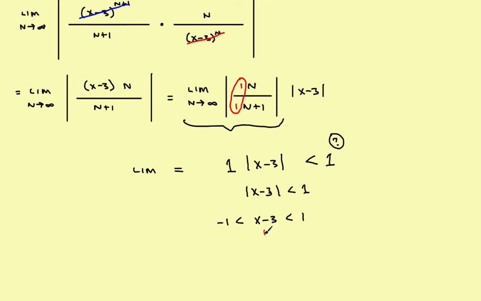Since that's a minus 3, I'll add 3 to this term, add 3 to this term, and add 3 to this term. And when I do that, that's going to give me 2 is less than x, which is less than 4. So what this gives me is an interval of convergence. I think I'll draw a picture of it right here.